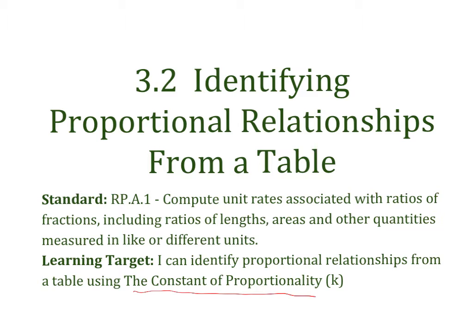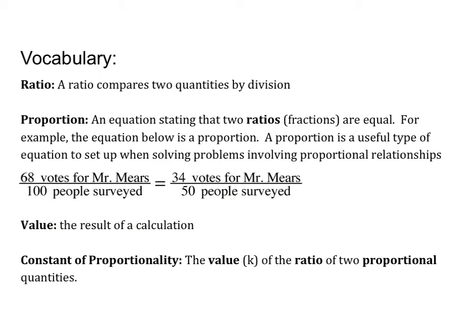And we're also introducing a new variable in this lesson, the variable k, which is going to represent this idea of the constant of proportionality. So going over some new vocab terms, well, we know ratio. Ratio is just comparing two quantities by division. But let's look at proportion. A proportion is an equation stating that two ratios are equal.